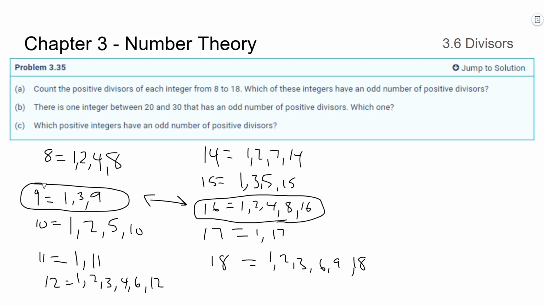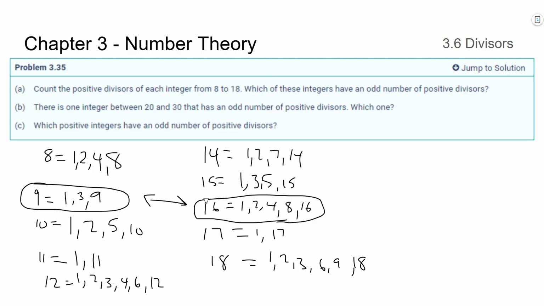So the divisors for 9, we know 1 times 9. It's not divisible by 2. It is divisible by 3. Be 3 times 3. So that's interesting. So it is multiplying the same number. It's a square, right? Because 3 squared would be 9. It's using the same number twice. That's why it ends up being an odd number, is because we use the same number twice.